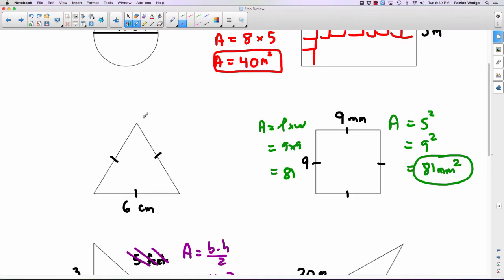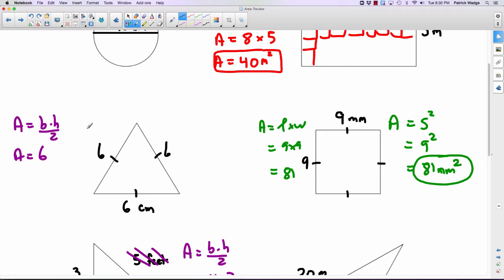Okay, let's go to this question next, the acute triangle. So again, it's a triangle. Area equals base times height divided by 2. Do we know the base? Sure we do. The base is 6. Now, this is an equilateral triangle. All the sides are the same. So this is 6 and this is 6 as well. That's what the tick marks tell us.